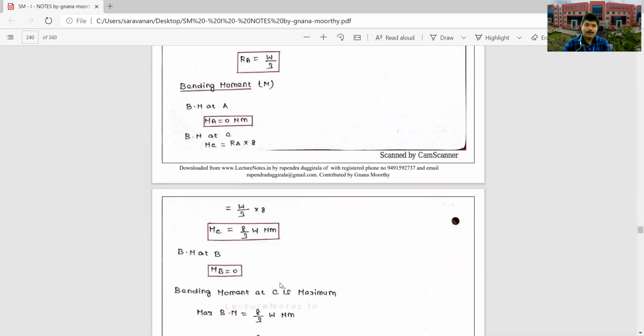Right? Then the bending moment M. So the bending moment at A: for a simply supported beam at support A, you know the bending moment value is 0. Similarly at support B, the bending moment value is 0. Moment at A equal to 0, moment at B equal to 0.